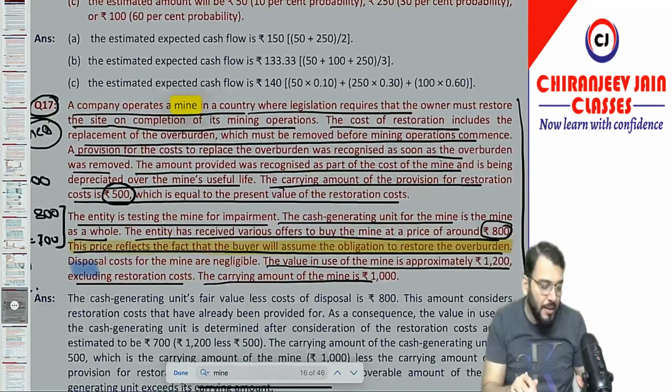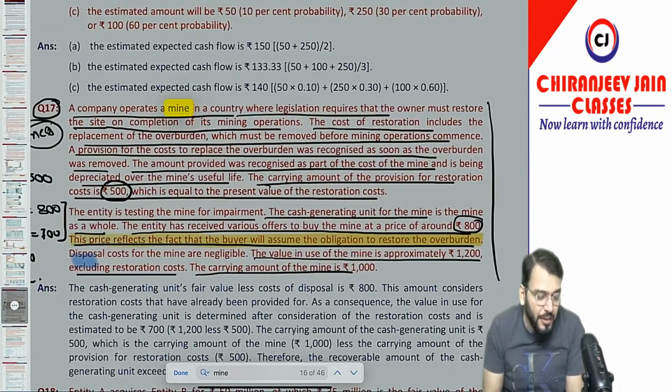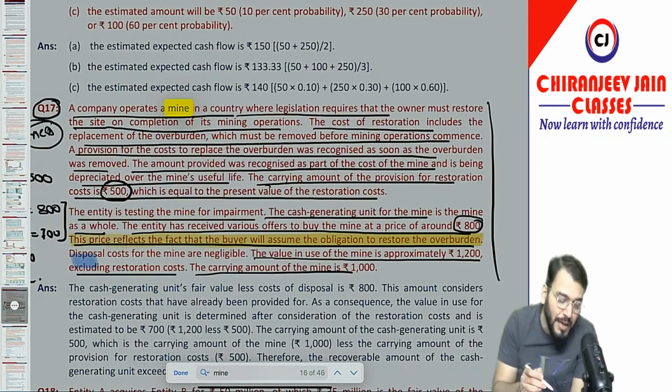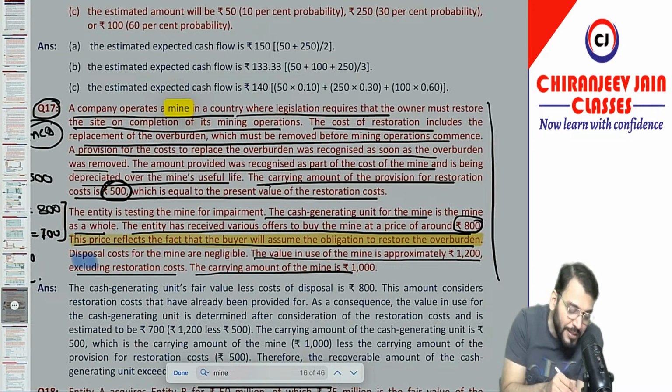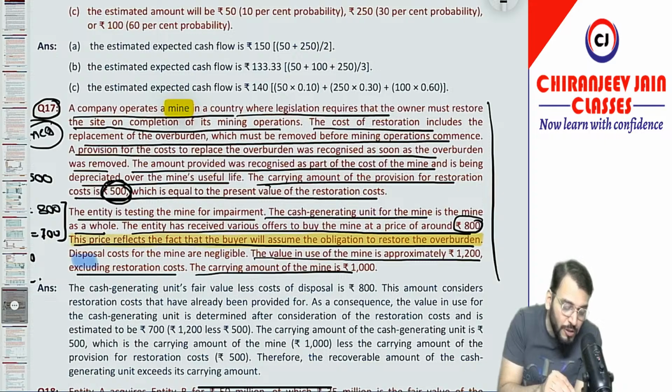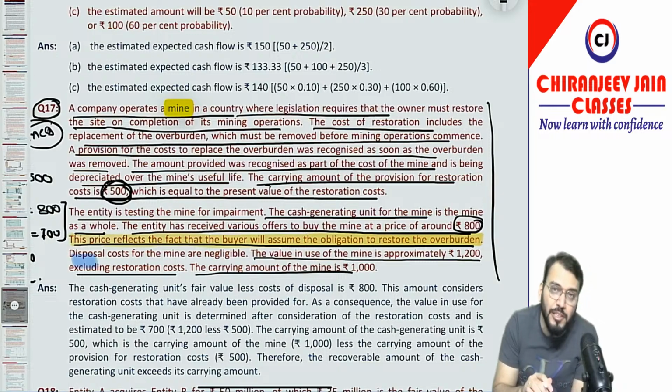You are asking about this now. A company operates a mine in a country where legislation requires the owner to restore the site on completion of mining operations. The cost of restoration includes replacement of overburden, which must be removed before mining operations commence. A provision for the cost to replace the overburden was recognized as soon as the overburden was removed. The amount provided was recognized as part of the cost of the mine and is being depreciated over its useful life. So how much provision was created? 500. The carrying amount of the provision was 500, which is equal to the present value of restoration cost.